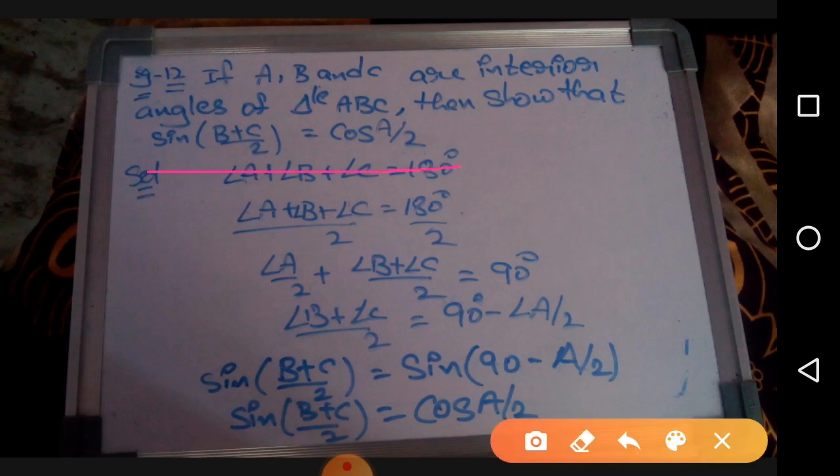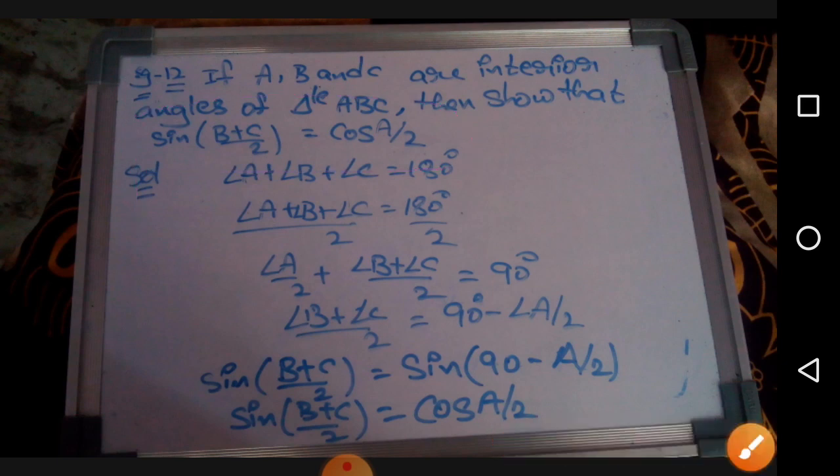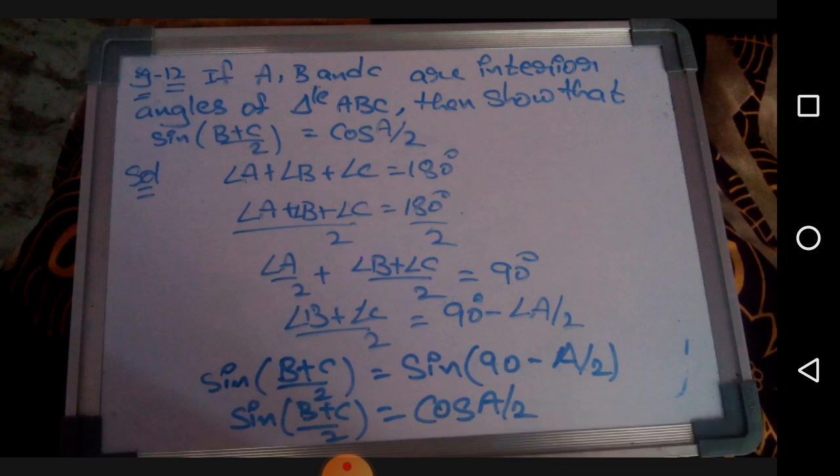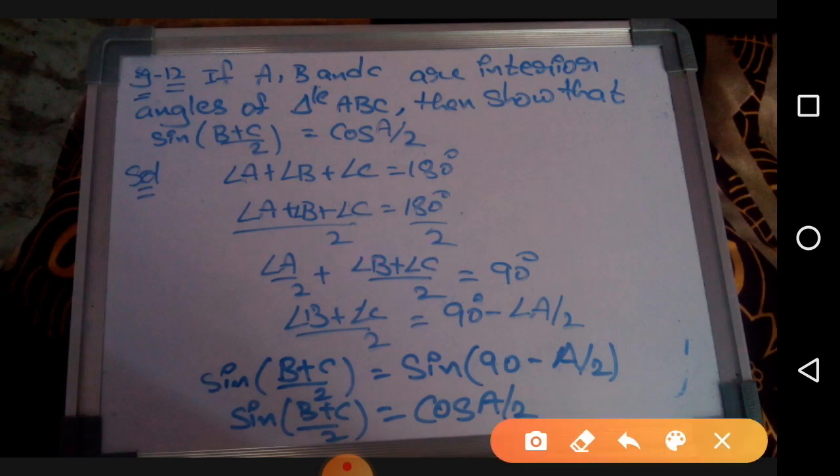prove that sine of (B plus C) by 2 equals cos of A by 2. So here B plus C, B is nothing but an angle. Okay, so how can we prove this one? Let's start with the solution. The sum of all the interior angles of a given triangle is equal to 180 degrees. Okay, next what we are doing is just dividing by 2 on both sides, and if we do the same task on both sides, the result will not get affected.